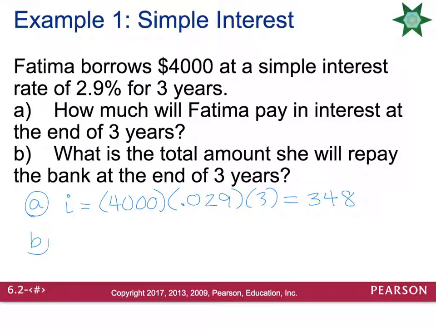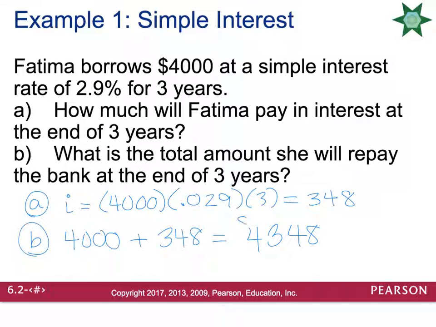And then question B says, how much is she going to have to repay, the total amount? Well, she borrowed $4,000, so she's going to have to pay that back. Plus, she has to pay them the interest on the loan, so she's going to pay them $4,348 total.